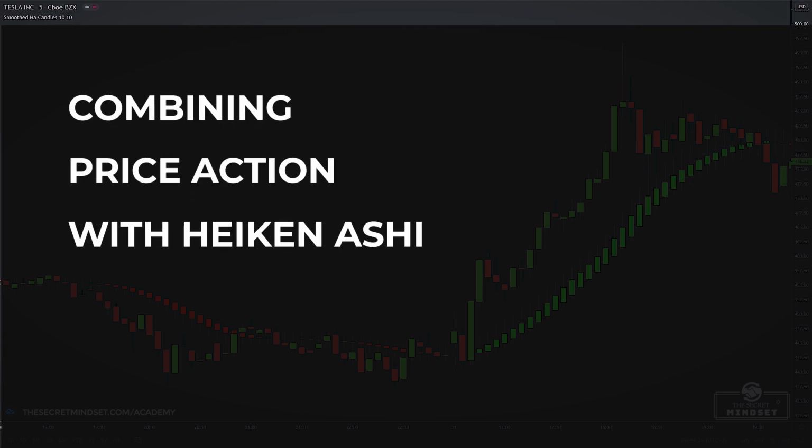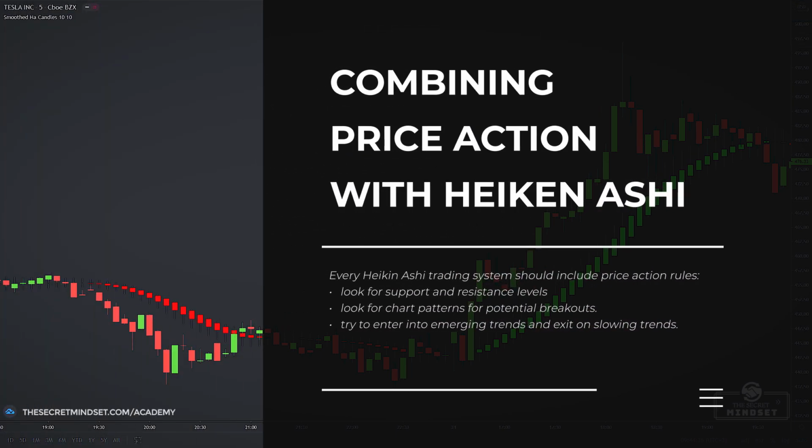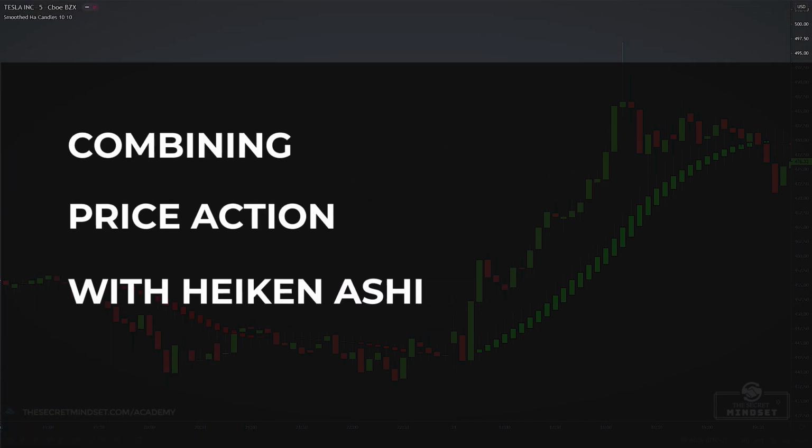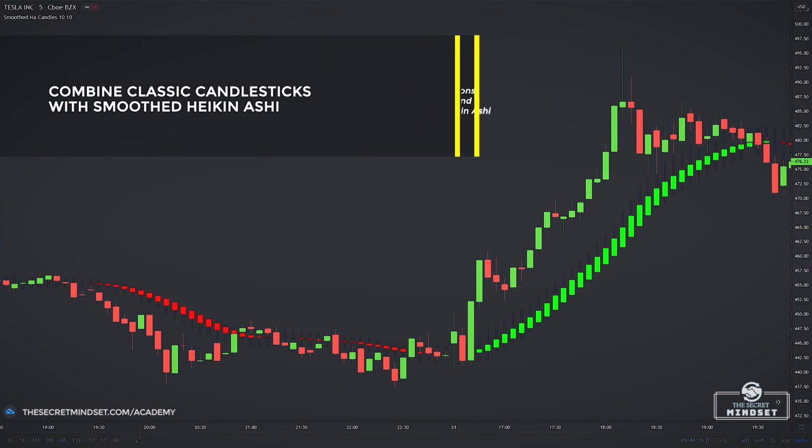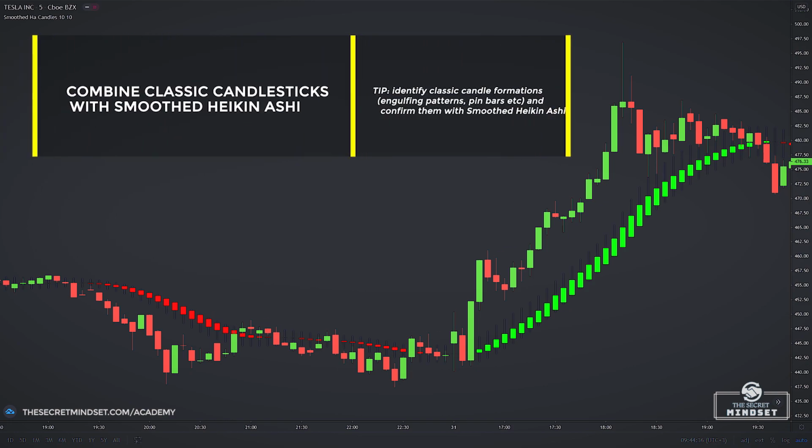Every Heiken Ashi trading system should include price action rules, so look for support and resistance levels, look for chart patterns for potential breakouts, and try to enter into emerging trends and exit on slowing trends. Also, as you are able to see the classic candlesticks, you can combine classic price action with Smoothed Heiken Ashi. You will be able to identify a pin bar, an engulfing candle, or a reversal pattern, and at the same time know what Heiken Ashi are indicating.